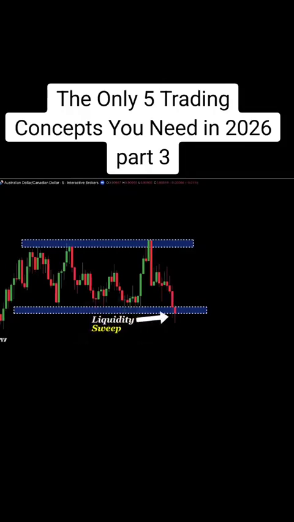After the liquidity sweep, price fails to hold below support. A bullish pin bar candlestick pattern forms. That candle tells you lower prices were rejected. Sellers are trapped. Buyers are stepping back in.